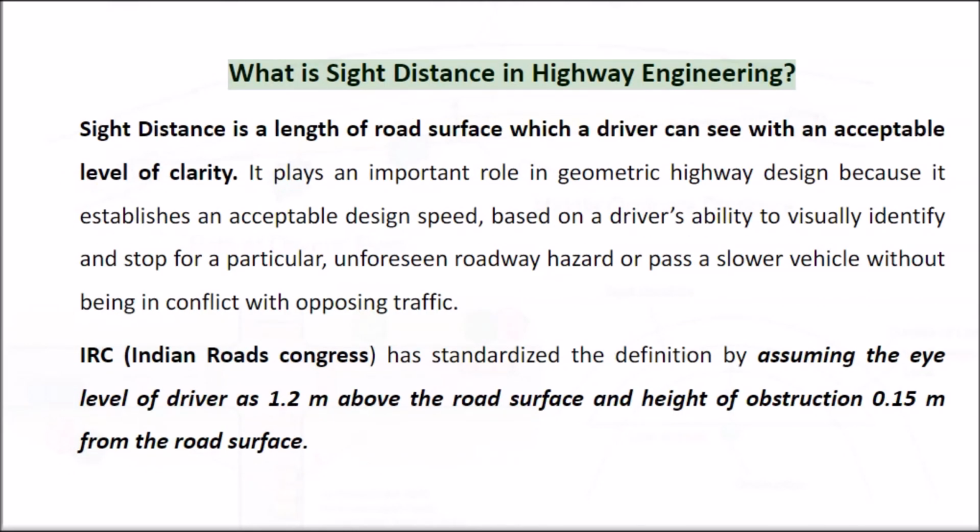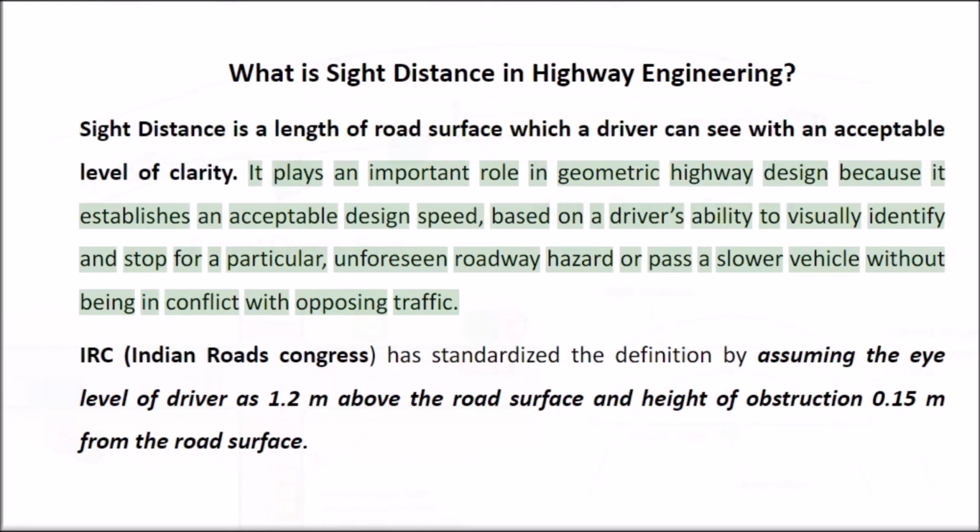What is sight distance in highway engineering? Sight distance is a length of road surface which a driver can see with an acceptable level of clarity. It plays an important role in geometric highway design because it establishes an acceptable design speed, based on a driver's ability to visually identify and stop for a particular, unforeseen roadway hazard or pass a slower vehicle without being in conflict with opposing traffic.